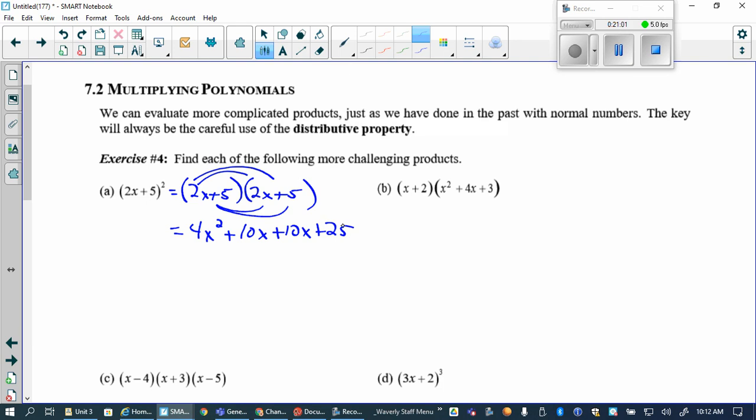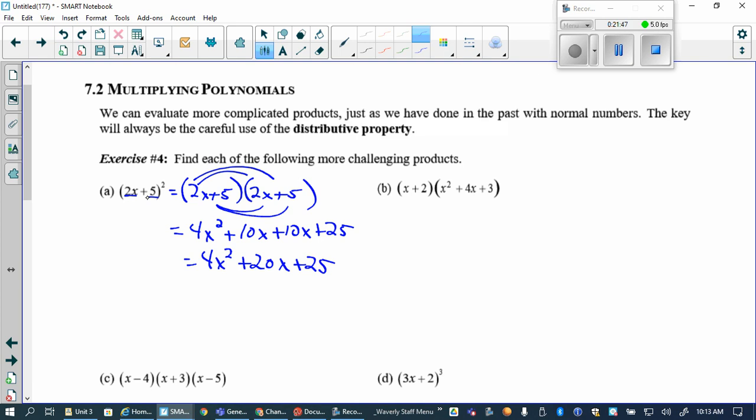Let's combine like terms: 4x squared plus 20x plus 25. Now, a lot of kids would look at this for some reason and say, okay, this is 4x squared plus 25, and they're done for the day. That is so wrong. You don't just square those two things when there's addition and subtraction. Everybody got that? It means to write it out, multiply it by itself, distribute twice, and combine like terms. All right, this one looks a little messier. What are we going to do here?